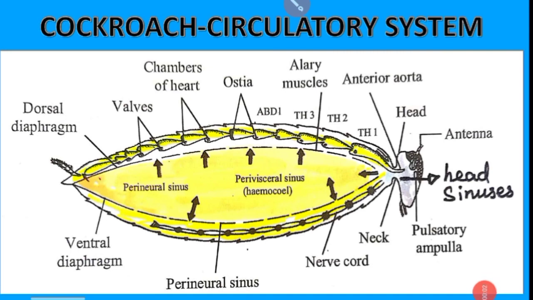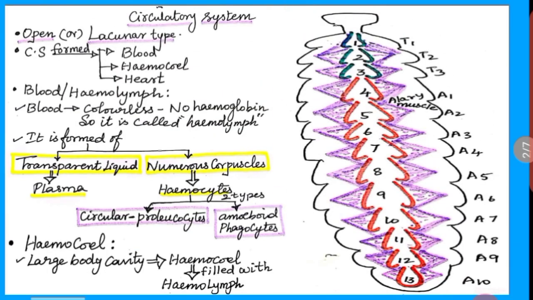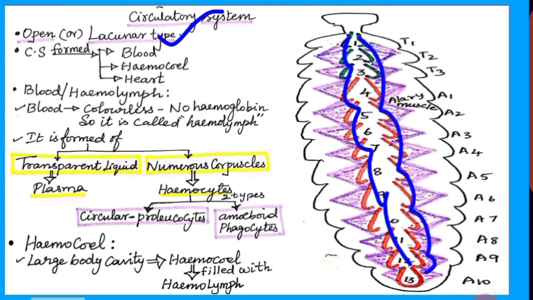Hi children, in this video we are going to discuss the cockroach circulatory system. The cockroach circulatory system is actually an open or lacunar type, because cockroaches are equipped with an open type of circulatory system. In this, blood is pumped by the heart and flows openly in the body cavity.